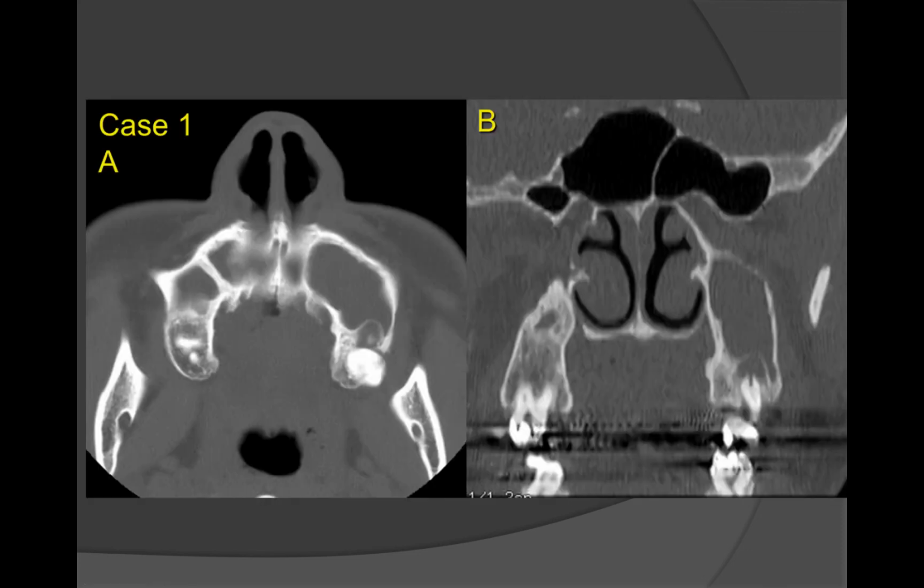Here we have a case on axial and coronal CT of a periapical abscess with cortical breakthrough into the maxillary sinus, resulting in sinus disease. So this type of sinus disease cannot be treated by treating the sinus disease. This has to be treated by treating the teeth.